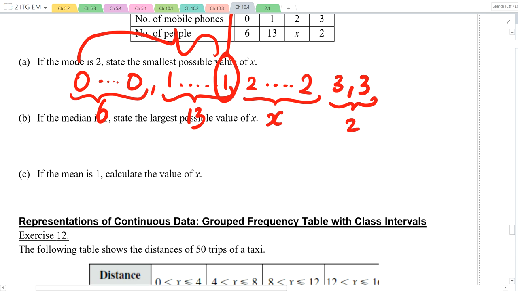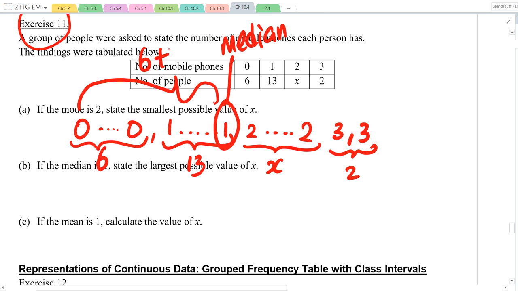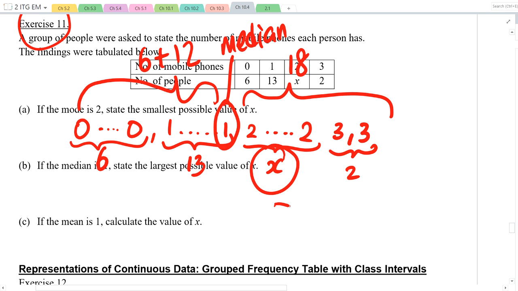6 plus 12. Agree? There are 18 numbers on the left hand side of the median. So how many numbers should there be on the right hand side? There are 18 numbers on the left. How many numbers should there be on the right? 18 as well. There should be 18 numbers over here. So how much is x? 16.